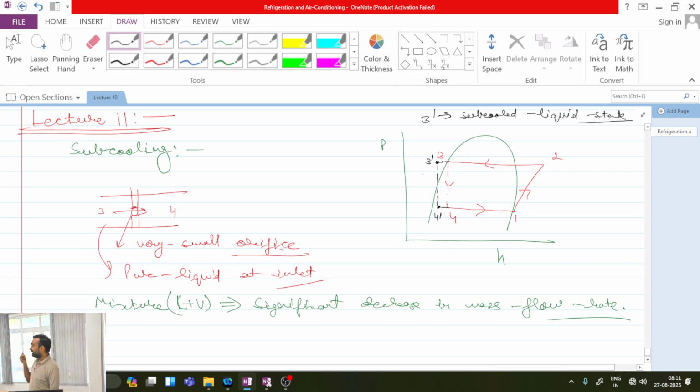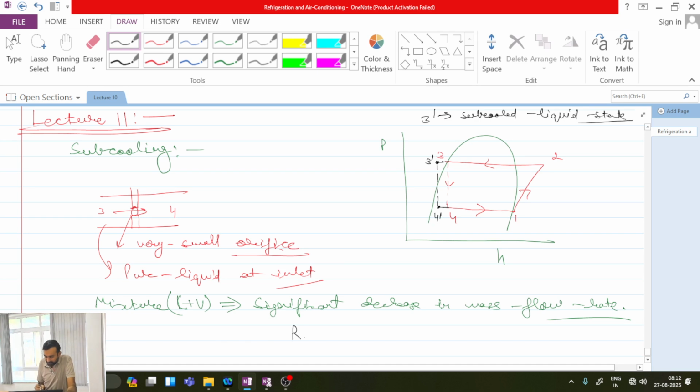And obtaining subcooled state will always ensure that the fluid entering into the throttling device is nothing but a pure liquid. Okay, so this will avoid this practical limitation of decrease in mass flow rate and the corresponding decrease in refrigeration effect if a slight amount of liquid is entering into the system. Is this point clear? Now, if you see the effects of the subcooling, you can see over here.